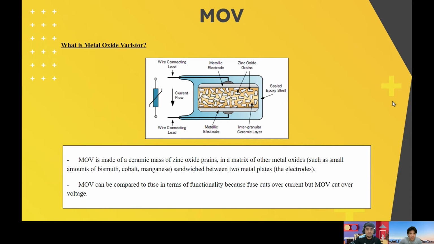MOV is made of a ceramic mass of zinc oxide grains in a matrix of other metal oxides, such as small amounts of bismuth, cobalt, and manganese, which is sandwiched between two metal plates, which are the electrodes. MOV can be compared to a fuse in terms of functionality because a fuse cuts over current, but MOV cuts over voltage.